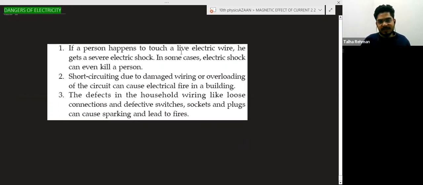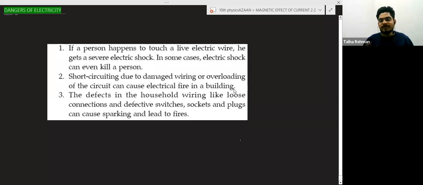If a person happens to touch the live electric wire, he gets a severe electric shock. In some cases, the electric shock can even kill the person. Second, short circuiting due to damaged wiring or overloading of the circuit can cause an electric fire in the building.